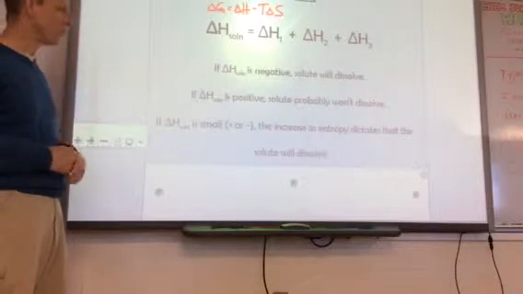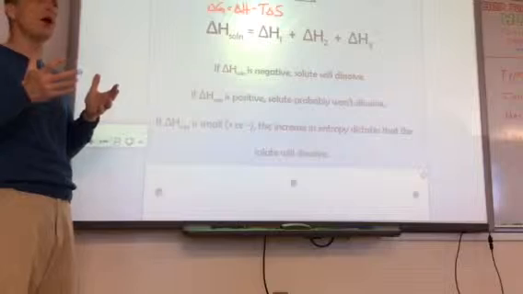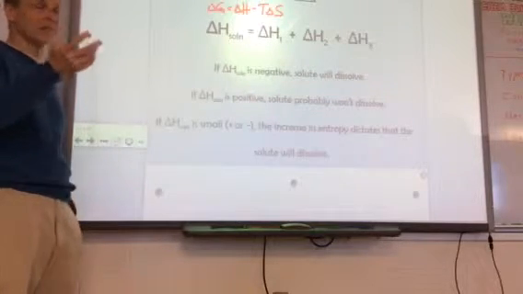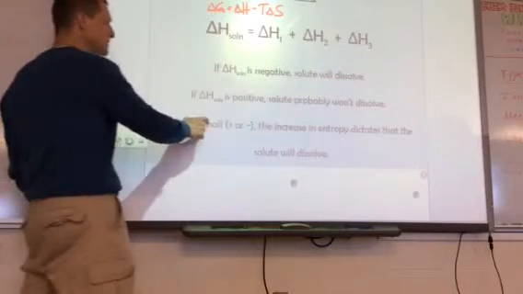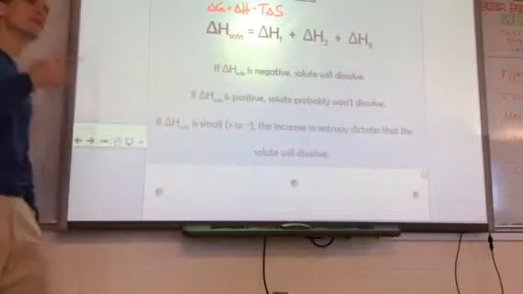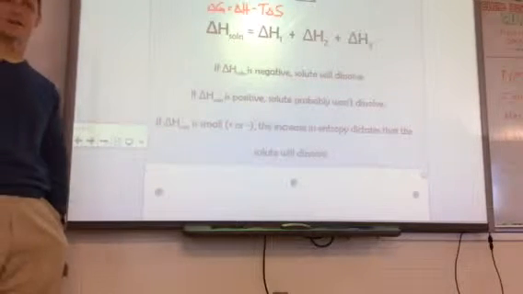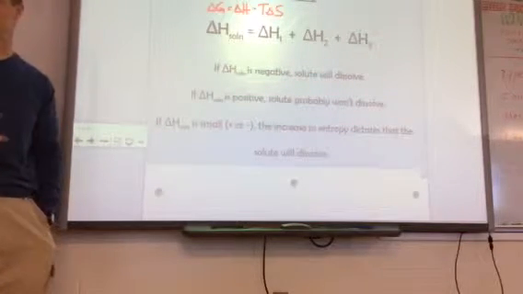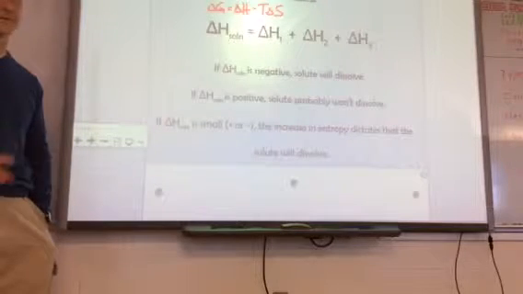I've got this last bullet point too. If delta H is negative anyway, it's going to dissolve. But even if it's a small positive number, it's probably still going to be spontaneous because it'll still be dominated by the entropy change.